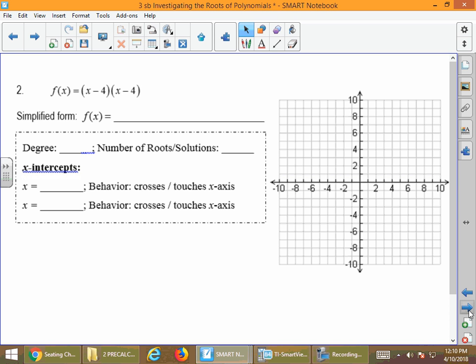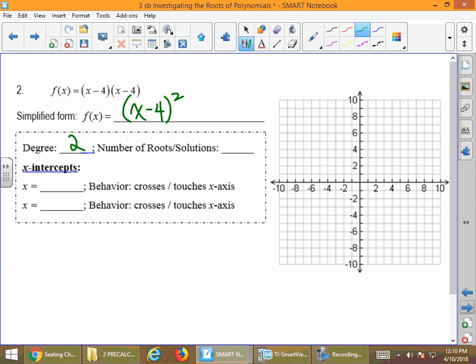When we look at problem number 2, f of x equals x minus 4 times x minus 4, well, we've got x minus 4 times itself, and we could rewrite that as x minus 4 squared. And in fact, when we write it in this format, it tells us what the degree is. And the degree is the exponent on the parentheses, which is 2.